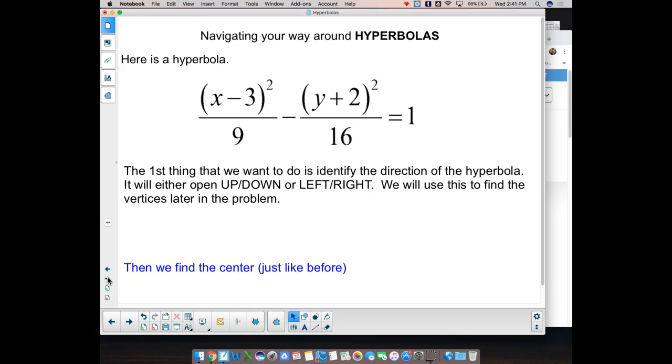The first thing that we need to do is figure out which way this hyperbola is going to open. Our choices are left, right, up, down. And remember, it all depends upon which term starts first. When x started first, which way did we say that one was? Left, right. So this is a left-right opening hyperbola.